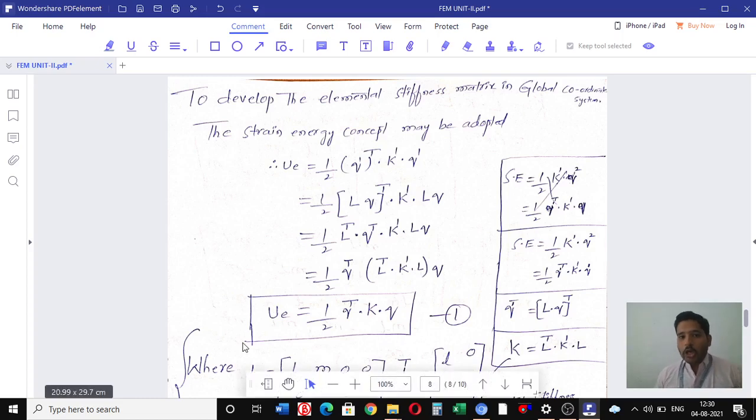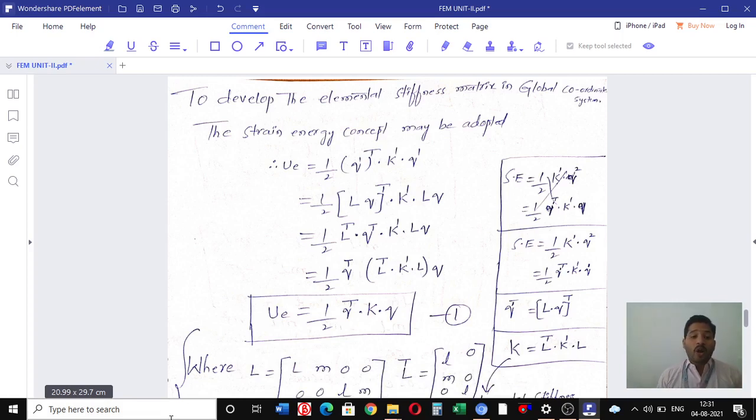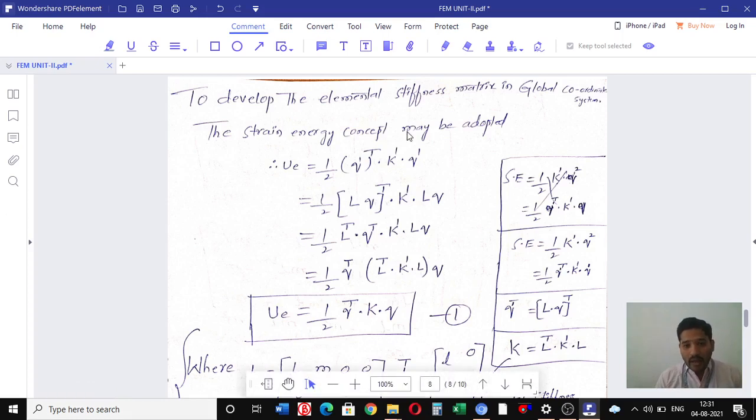Then after that we need to develop the elemental stiffness matrix in a global coordinate system. For that reason we are following the strain energy concept. So strain energy is nothing but 1 by 2 K dash into Q dash squared. The strain energy formula is 1 by 2 K dash into Q square.